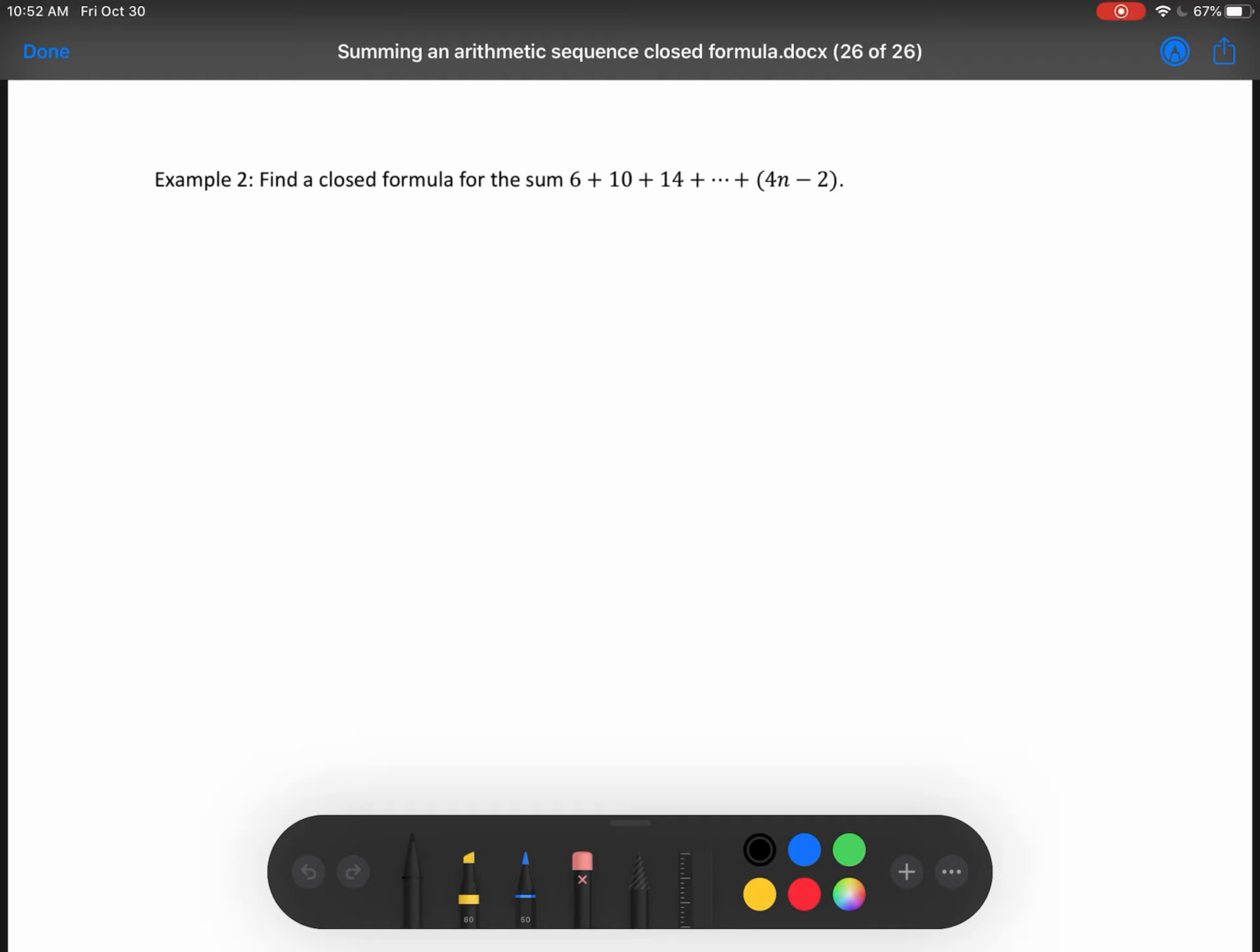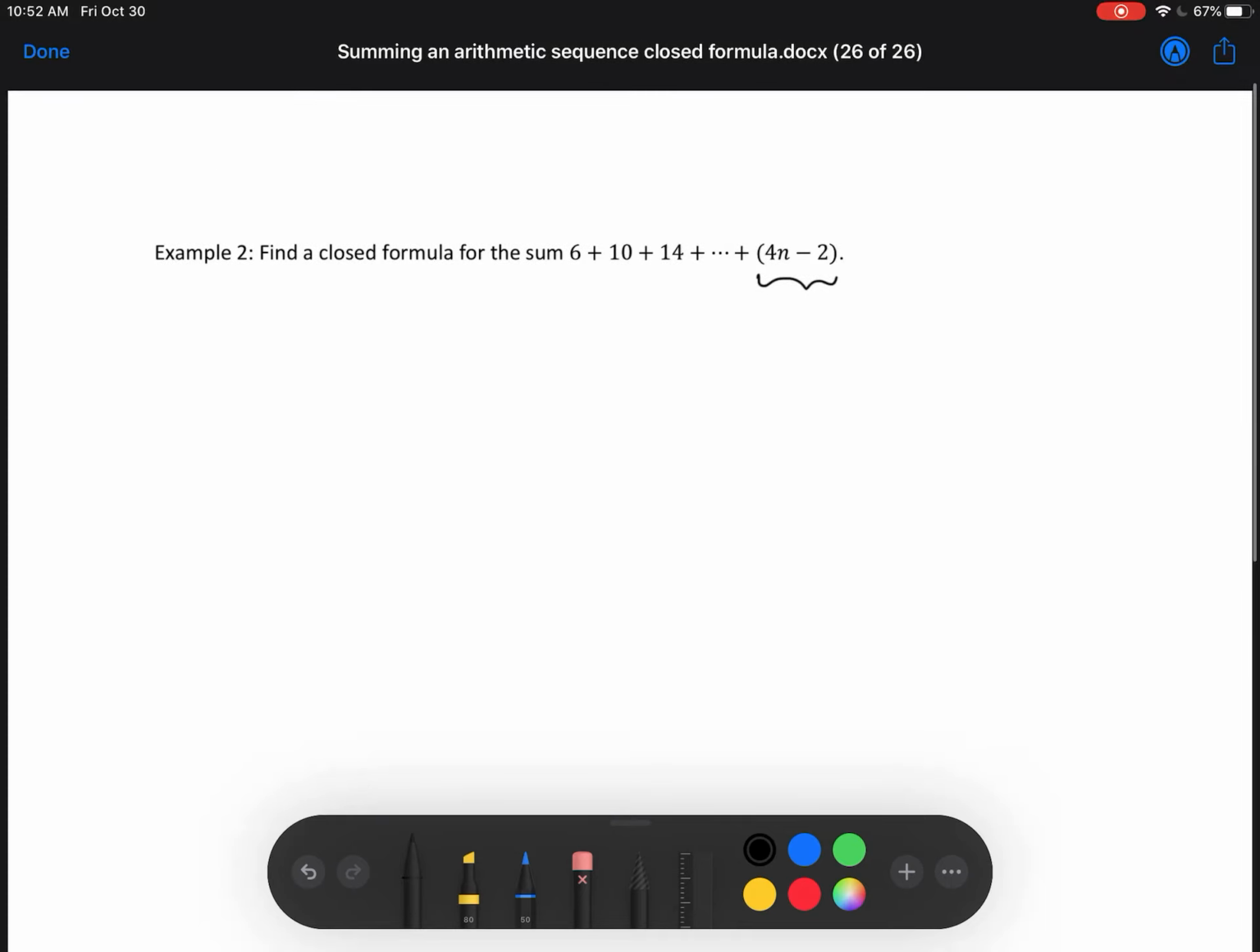All right, so we're going to do another example of summing an arithmetic sequence, but this time we're going to try to find a closed formula rather than a sum. So what this looks like is we have this sum that's given to us, 6 plus 10 plus 14 plus ... plus 4n minus 2. We know that this 4n minus 2 tells us the general form of a term in our sequence, so we don't need to find that since we're already given it. And obviously this term is going to correspond to just n, right?